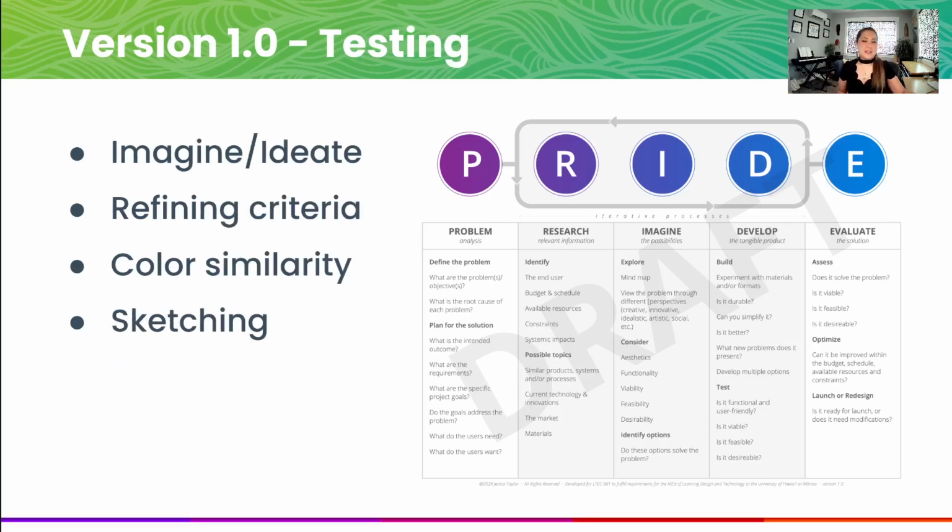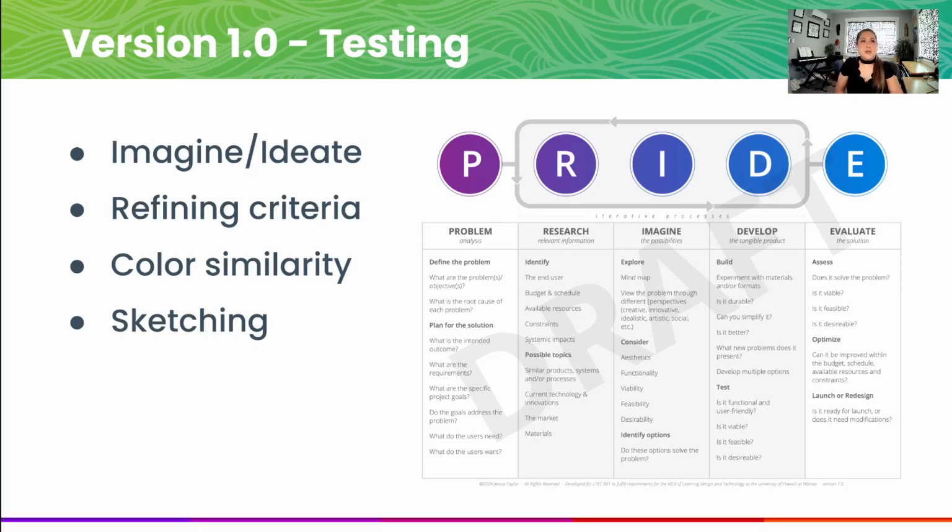So after this first round, I tested it with a friend who was an industrial designer, and we were able to come up with some great changes. The first one was to change the imagine phase to ideate. The reason that we would do that is because ideate is the term that is used in the industry. We want to align it with industry. Even though I like the word imagine better, I think it's more fun, ideate was the right way to go. Refine the criteria a little bit, including sketching in the ideate phase, because that's such an important part, like taking your ideas and making them tangible, making them physical.